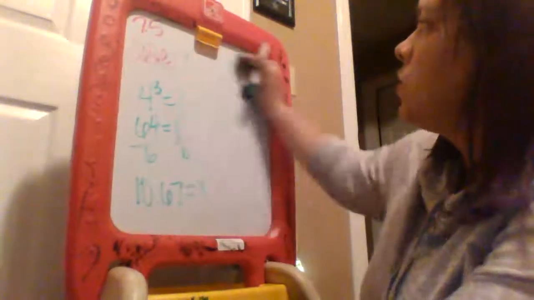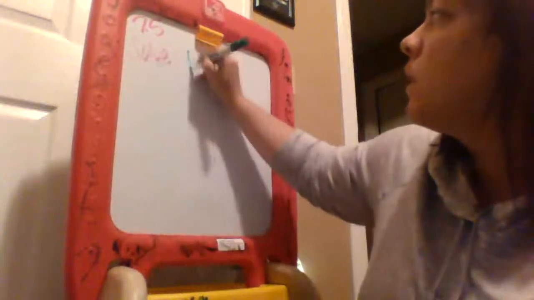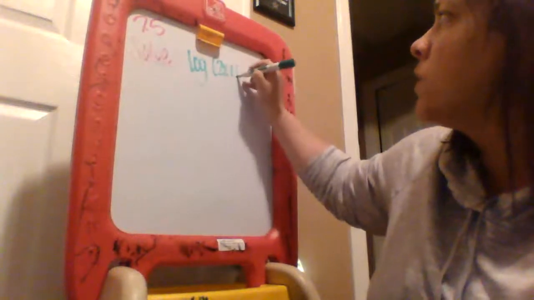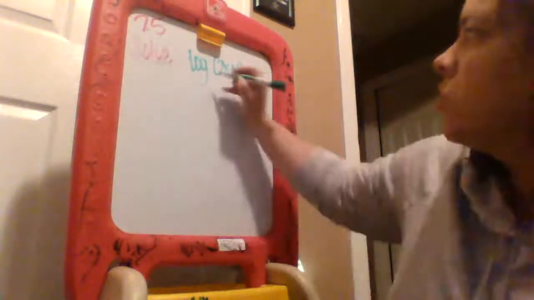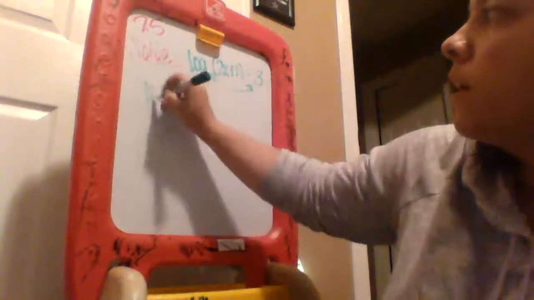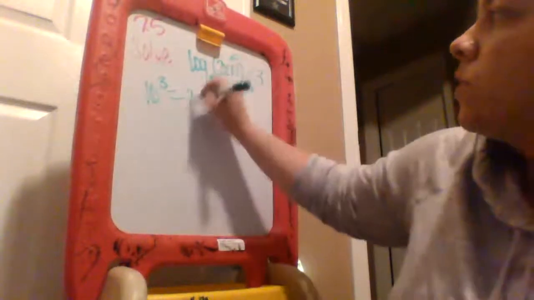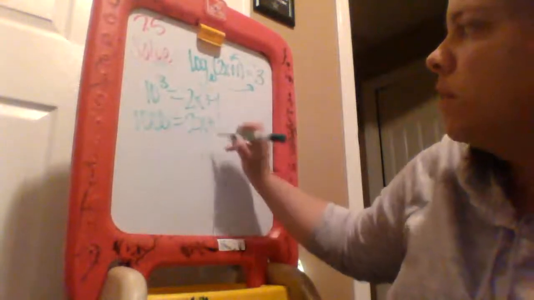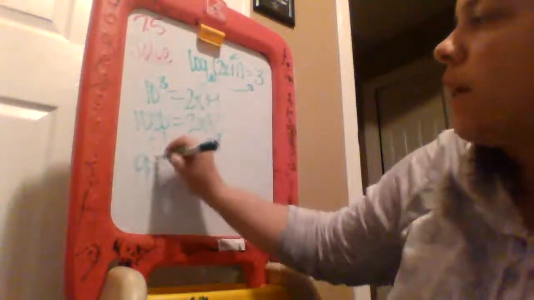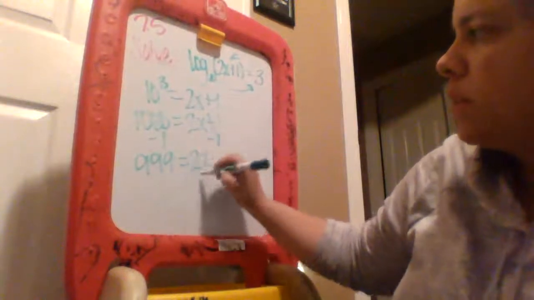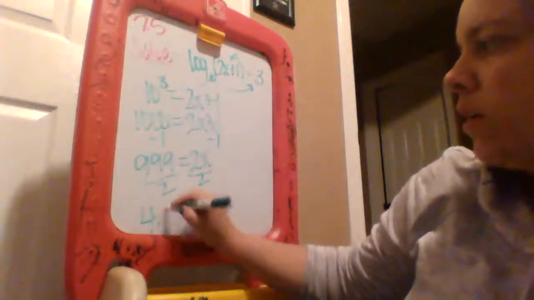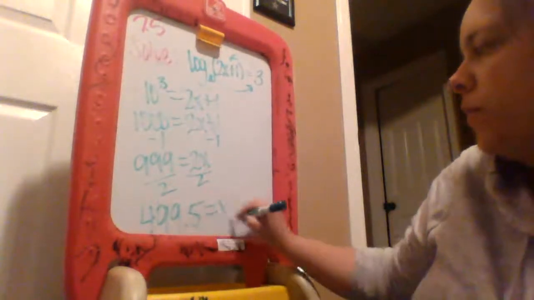All right, let's try this one. Log of 2x plus 1 equals 3. All right, pause me and go for it. All right, so you should have put base 10 there. So that's 10 to the 3rd power equals 2x plus 1. So that's 1,000 equals 2x plus 1. Subtract 1. So that's 999 equals 2x. Divide by 2. And I got 499.5, which is right.